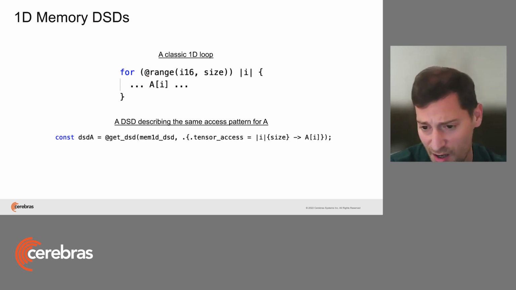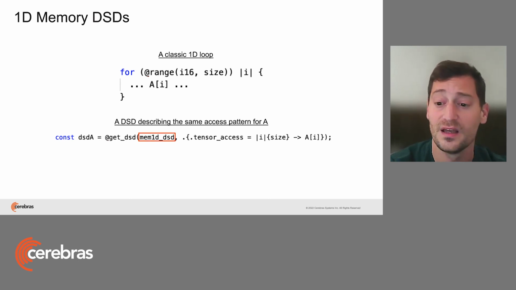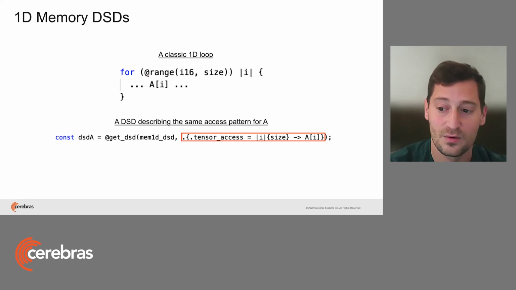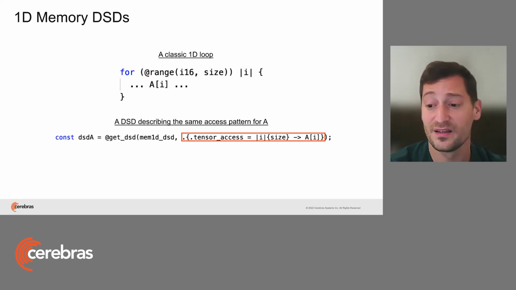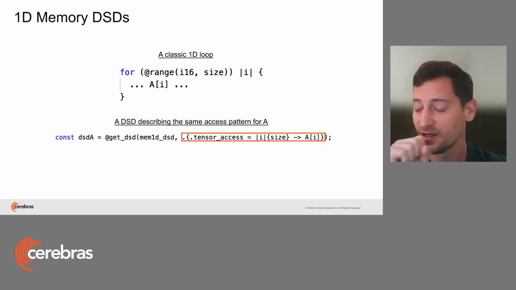And let's see how we can call that built-in. The first thing we need to specify is the type of the DSD. In this particular case, it's a 1D memory DSD, followed by an anonymous struct with fields representing the properties of our DSD. In this particular case, there's only one property, the tensor access property.